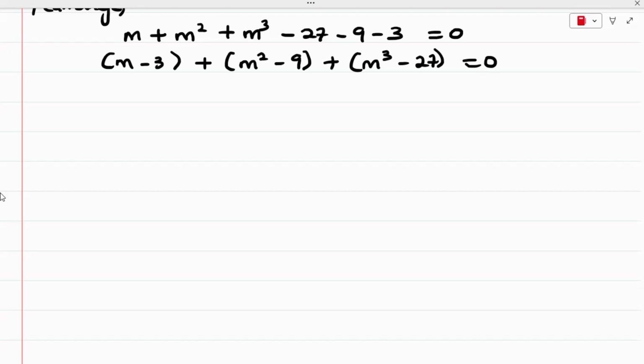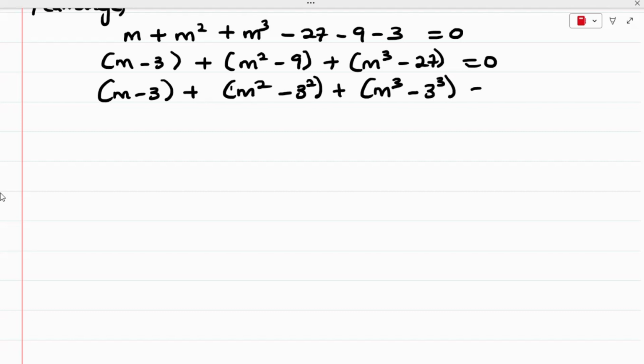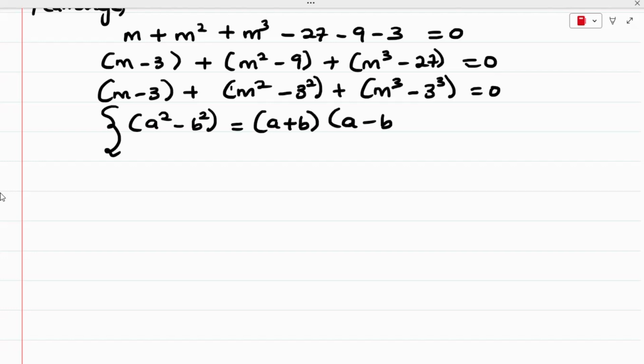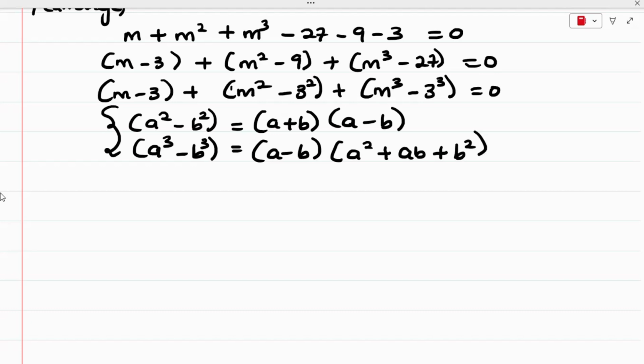So from here we have m minus 3 plus m square minus 9, which can be expressed in terms of 3 as m square minus 3 square, plus m cube minus 27, which can be expressed as m cube minus 3 cubed, and this is equal to 0. So at this point we want to simply apply this property that says if we have a square minus b square, this is equal to a plus b multiply a minus b, and if we have a raised to the power of 3 minus b raised to the power of 3, this is equal to a minus b multiply a square plus ab plus b square.